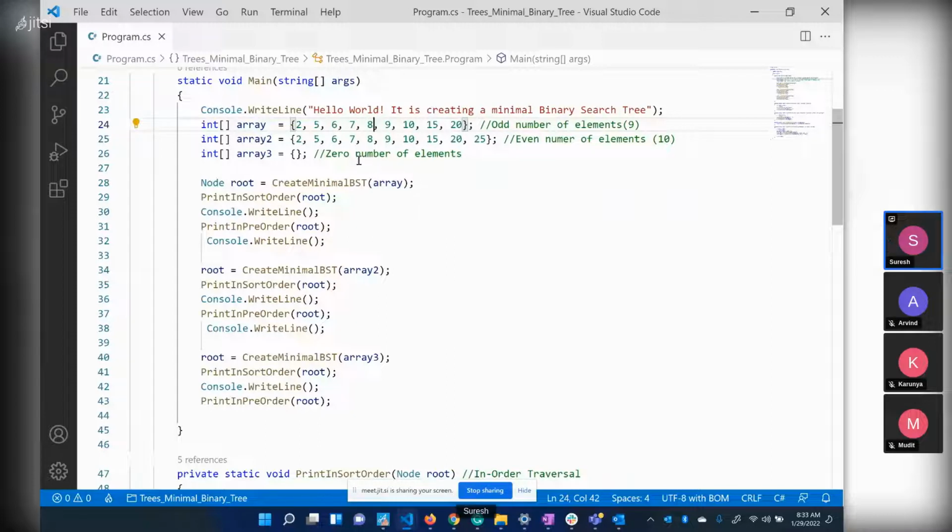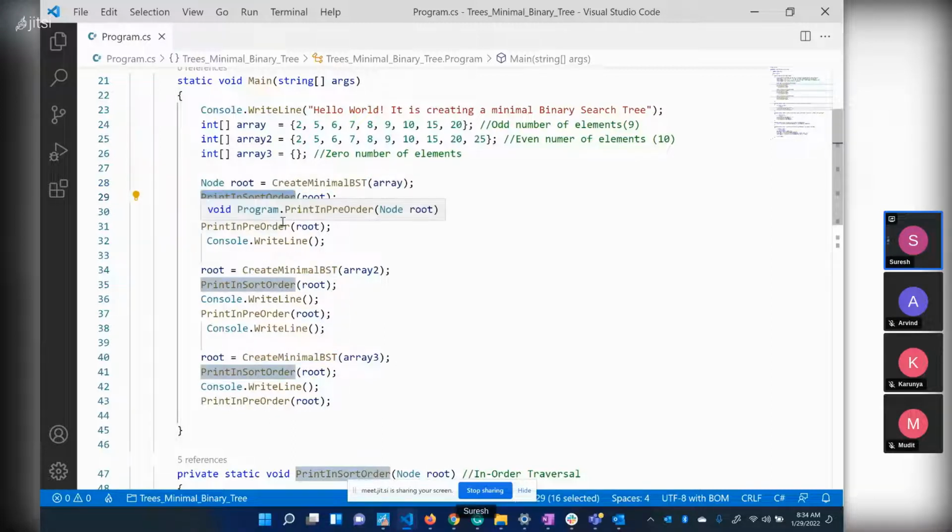The only thing is they did not say whether the array has an even or odd number of elements. They did not say whether there is any possibility of zero elements. The array may contain 0 elements, right? These are the 3 different use cases, so I tried with this array, array 2, array 3. We need to make sure our algorithm does not break for any of these 3 use cases. Okay, so now create minimal BST, and I'm printing in sort order.